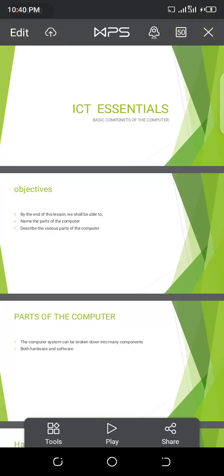Welcome to today's class. Today we are going to look at ICT Essentials, where we are going to look at the basic components of the computer.